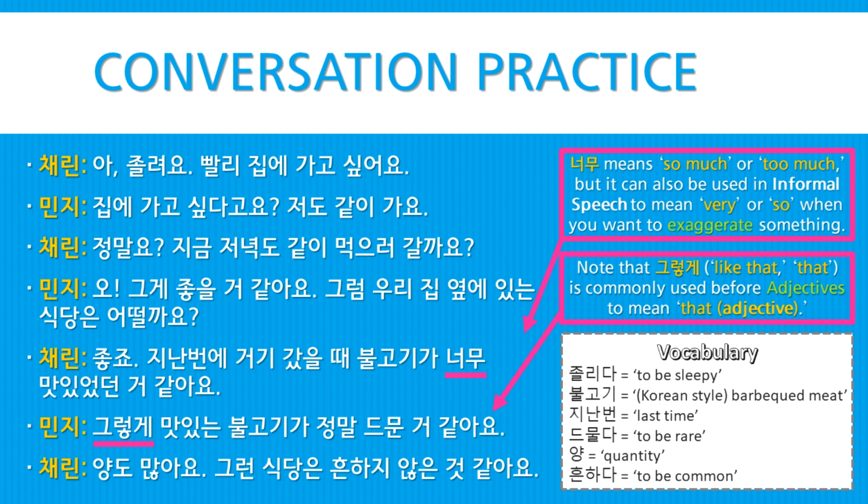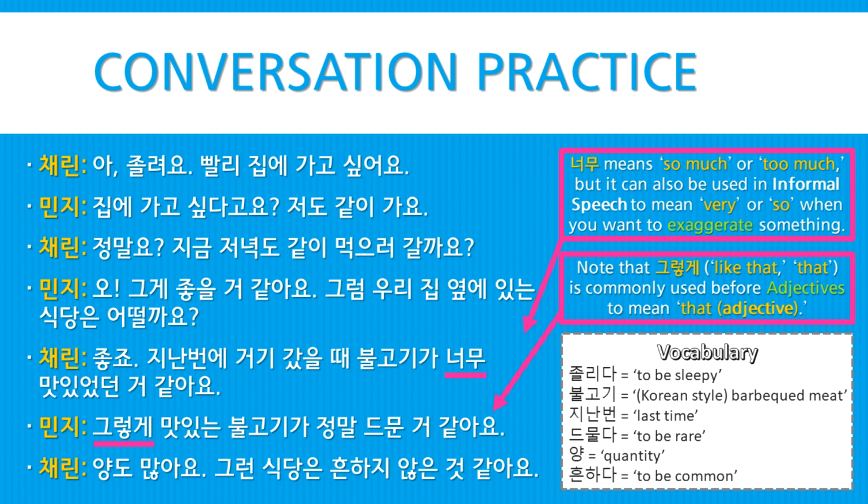좋죠. Yeah, that's good. 지난번에 거기 갔을 때 불고기가 너무 맛있었던 것 같아요. Last time when we went there, I think the 불고기 was so delicious. Note that 너무 means so much or too much, but it can also be used in informal speech to just mean very or so when you want to exaggerate something. So, I think it was so good.